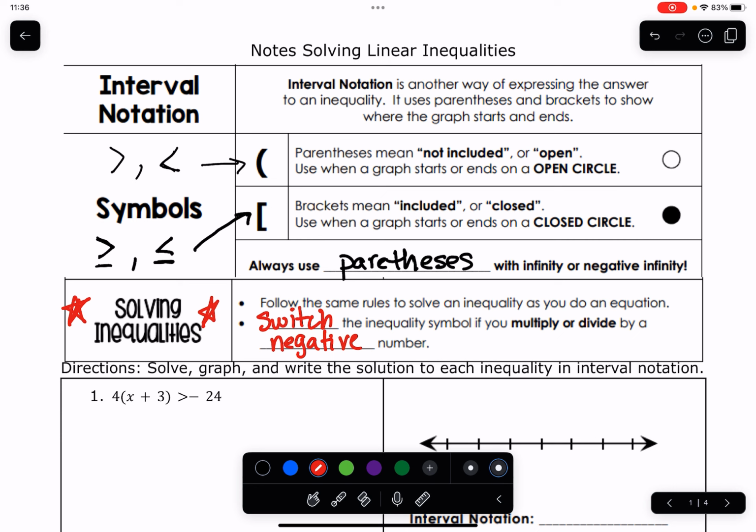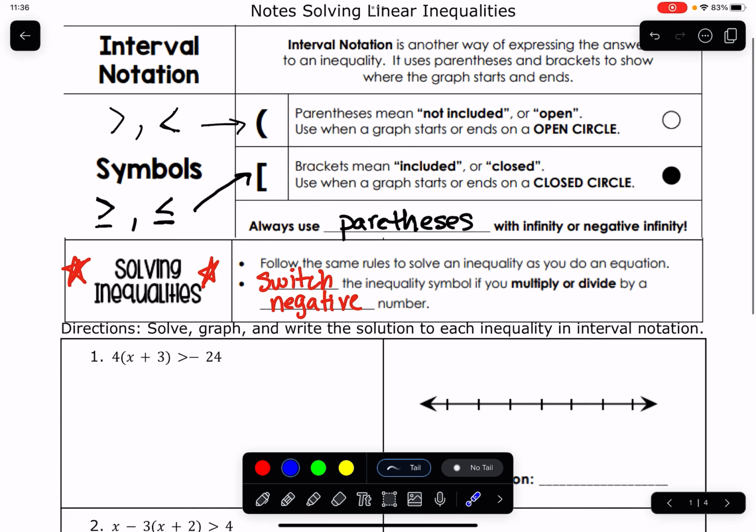Now, when I say switch, I'm referring to switching the greater than to less than, like switching in these directions from left to right, right to left, and the same thing over here. I do not mean to switch from a less than to one that has an equal sign underneath it. And the same thing with the greater than. I don't mean to switch it to the one that has the equal sign underneath it. No, it means to switch the direction from greater to less, or vice versa, from less to greater.